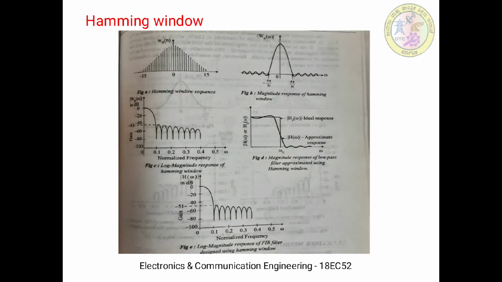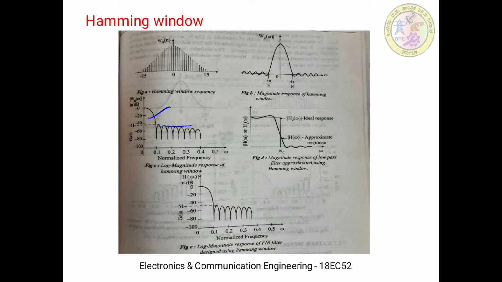Similar to this, we have one more, that is the Hamming window. Coming to the main lobe features, the magnitude of the first side lobe is reduced to minus 41 dB. Here you can see that the magnitude of these side lobes is reduced to minus 41 dB, an improvement of over 10 dB relative to the Hanning window.